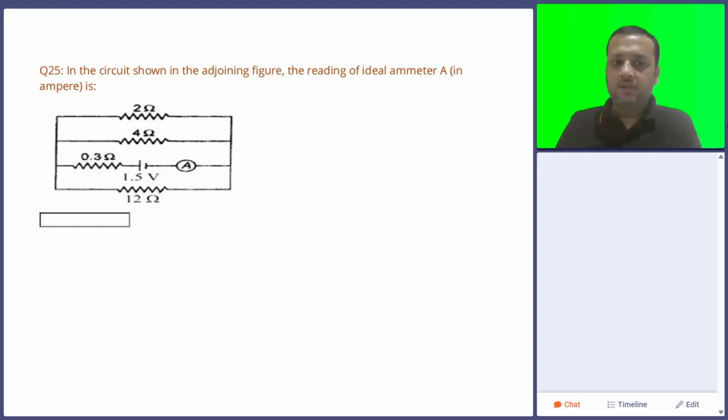They have drawn it down. You can draw it up. Okay. So this 12 ohm, 4 ohm and 2 ohm are in parallel. So first let's find the R equivalent of these three.